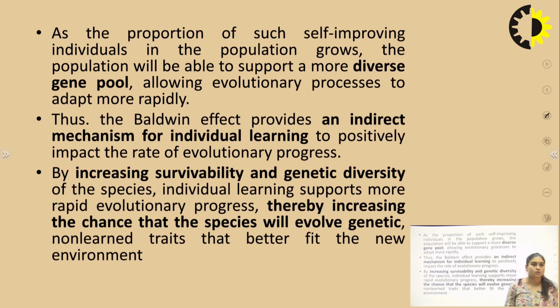So we are discussing the Baldwin effect. Baldwin provides an indirect mechanism for individual learning to positively impact the rate of evolutionary progress. By increasing the survivability and genetic diversity of the species, it increases the chances that the species will evolve genetic, non-learned traits that better fit the new environment. This is the concept, and it is known as the Baldwin mechanism.